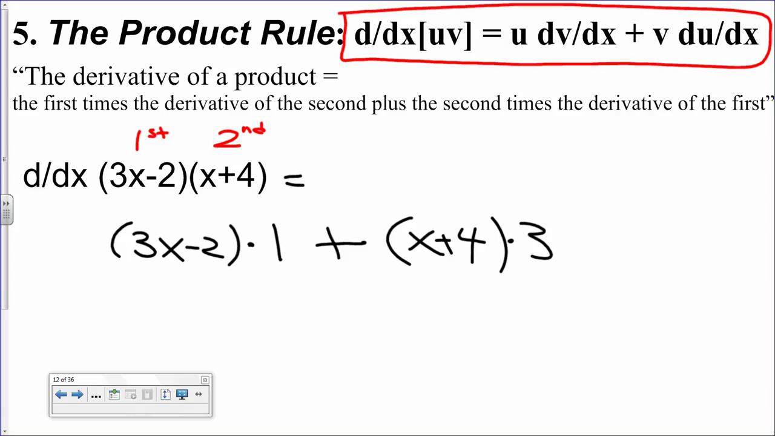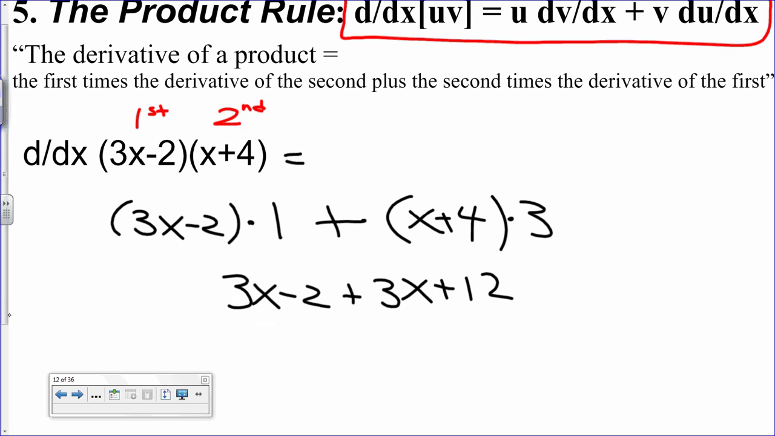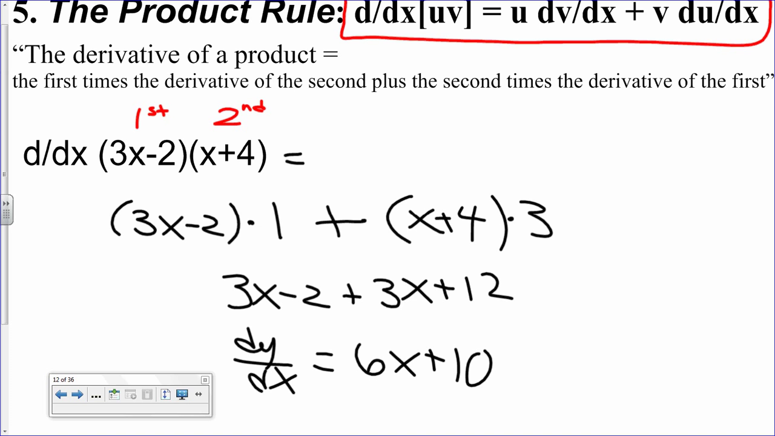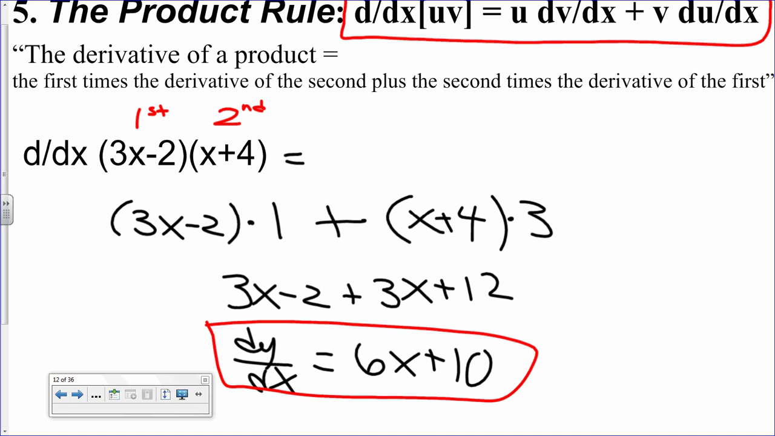Let's clean this up. So I'll distribute the 1, you distribute the 3. So what do we get for this derivative, combining like terms? 6x plus 10. Nice.